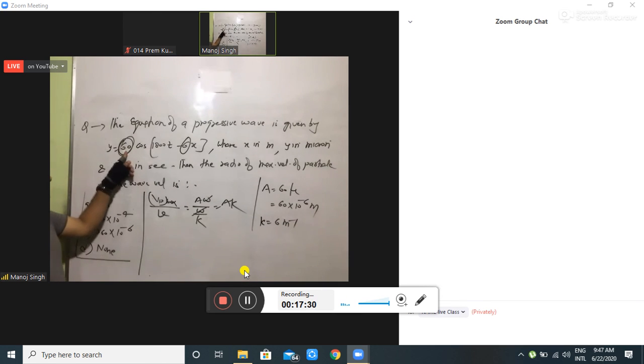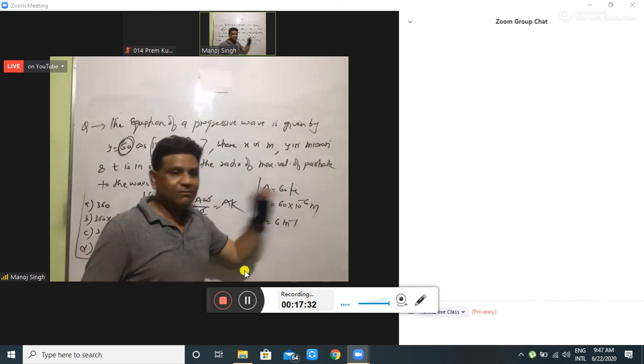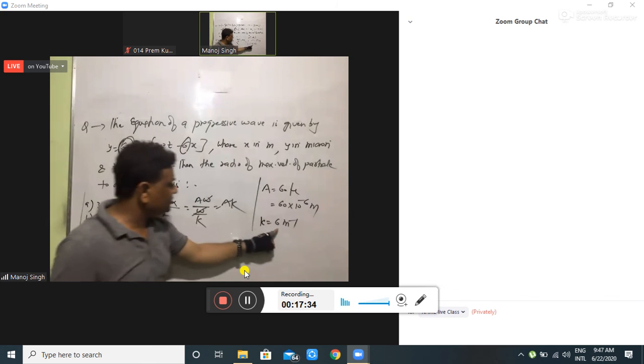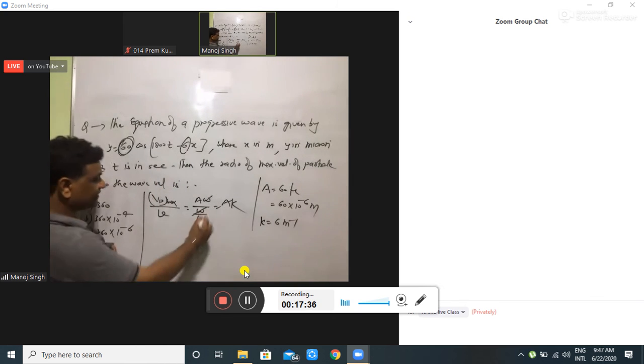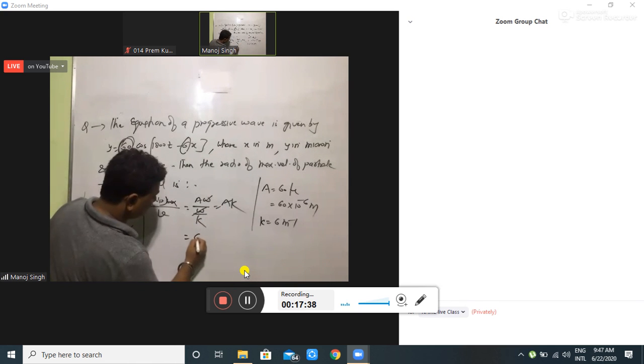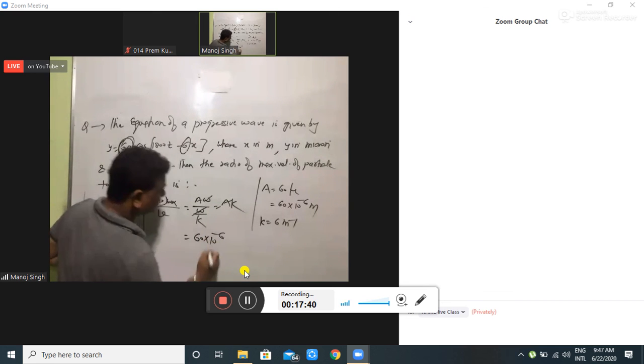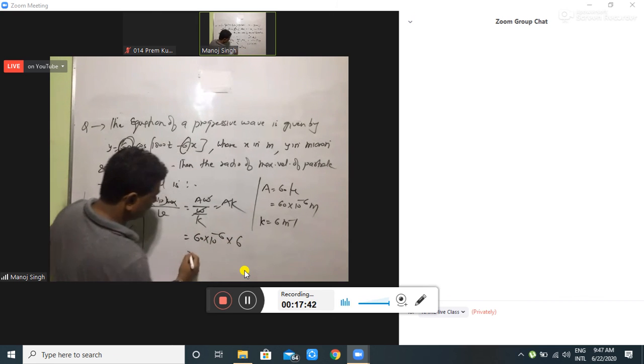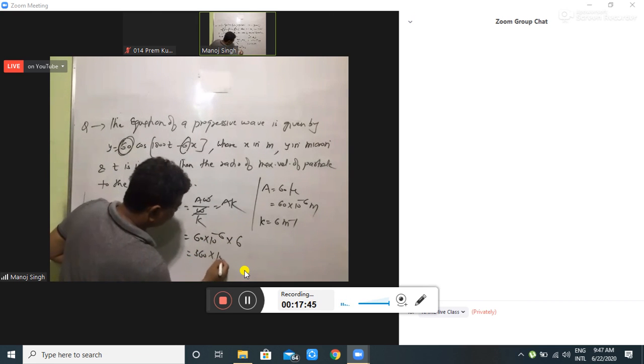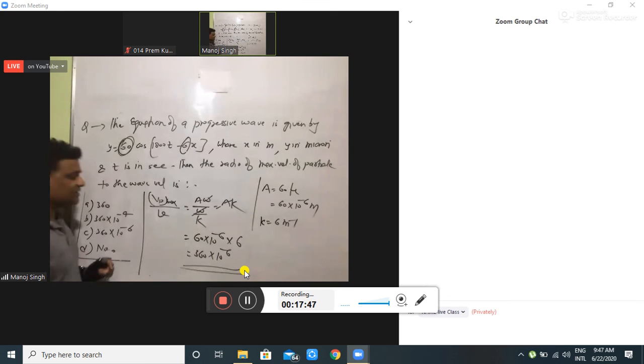So the amplitude is 60 into 10 to the power minus 6 meter and k is 6 per meter. We can take these values now. A into k is 60 into 10 to the power minus 6 into 6, which is 360 into 10 to the power minus 6. That will be the right answer to our question. So check the options now: it is 360 into 10 to the power minus 6.